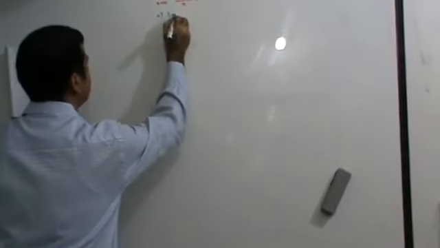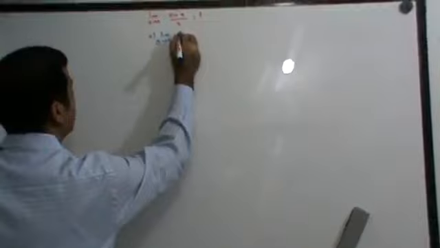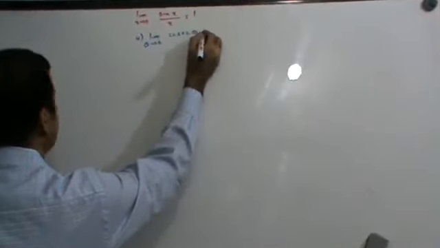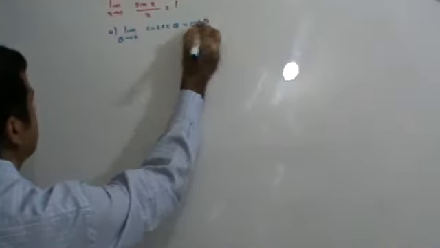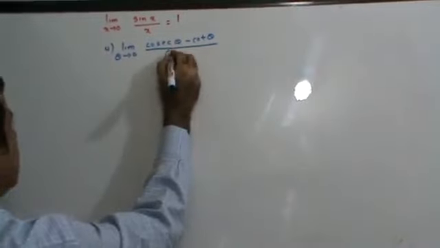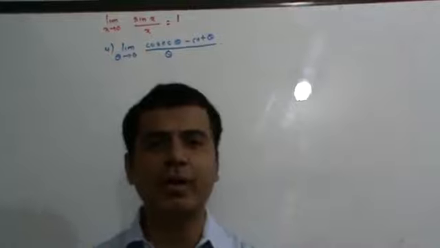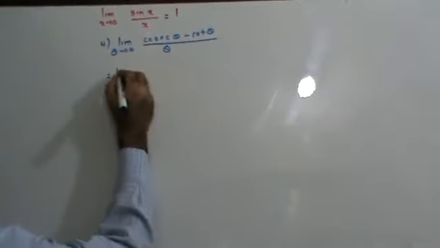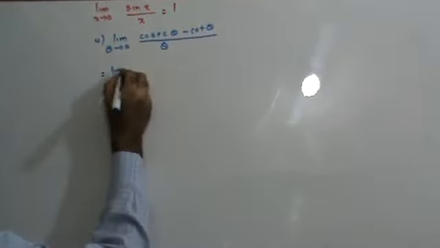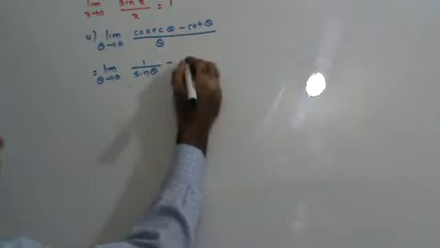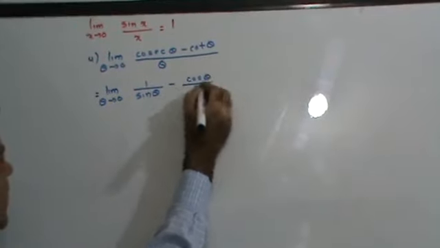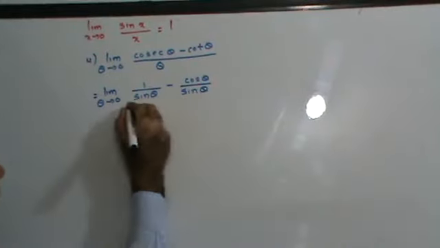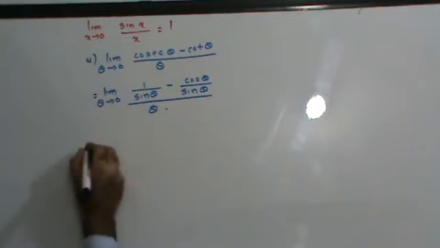Limit of theta tends to 0, (cosec theta minus cot theta) upon theta. Any trigo ratio that you get, you convert it into sin theta. How do you do this? This can be written as limit of theta tends to 0, cosec theta can be written as 1 upon sin theta, cot theta can be written as cos theta upon sin theta, upon theta.